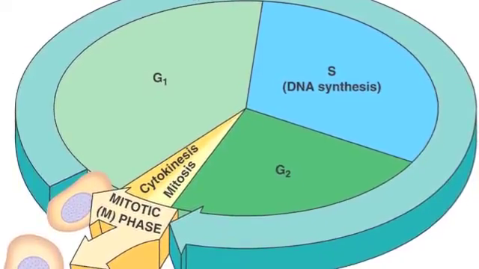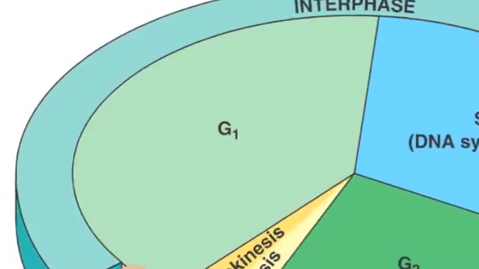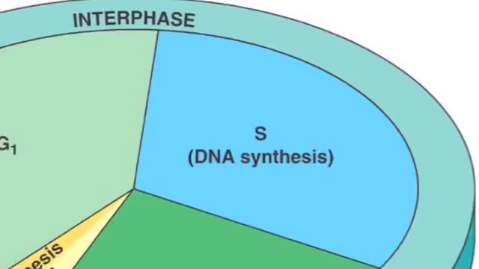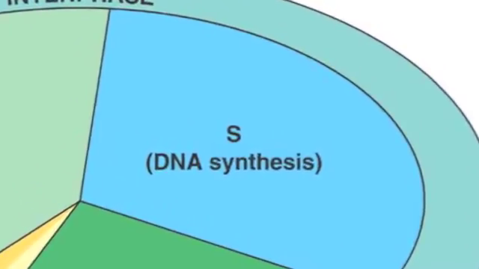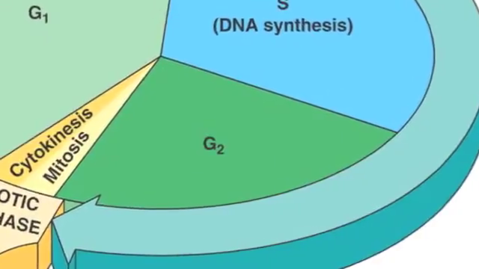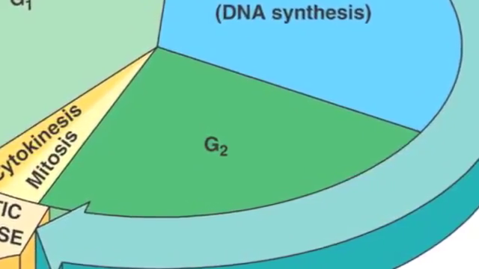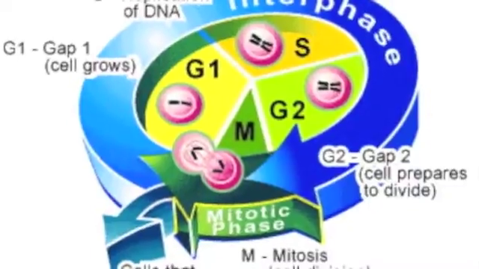Interphase can be broken up into three subphases: the G1 phase, in which the cell grows, the S phase, in which the cell continues to grow as its chromosomes are copied, and the G2 phase, in which the cell is still growing as well as preparing for cell division.